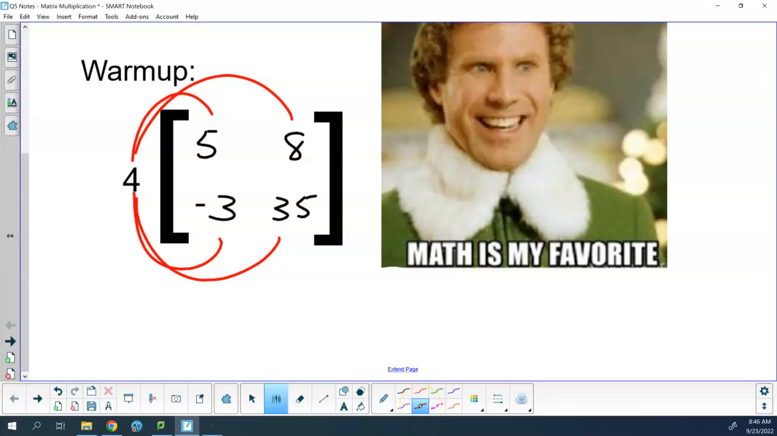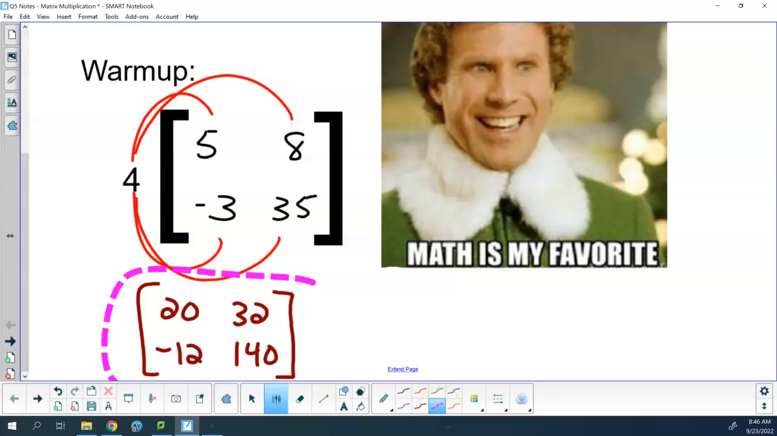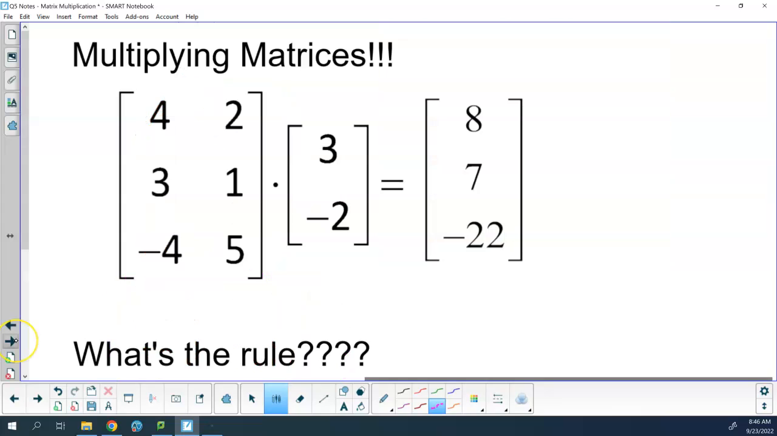So 4 times 5 is 20. And 4 times 8 is 32. And 4 times negative 3 is negative 12. And 4 times 35 is 140. And then you put brackets. Or you could put the big set of parentheses, because those, remember, are the same thing as the brackets. Found that out the other day. Okay, and then that's it. Scalar multiplication. It's just an over and multiplied. Love it.